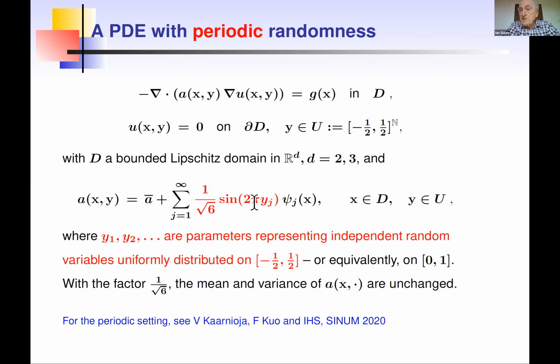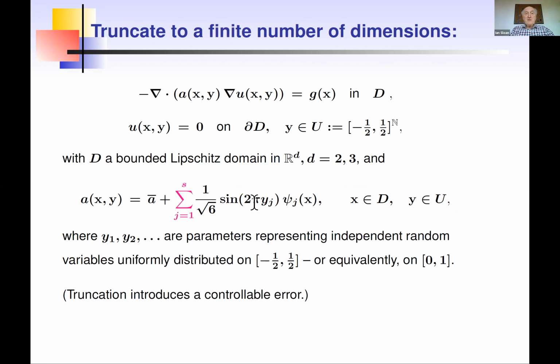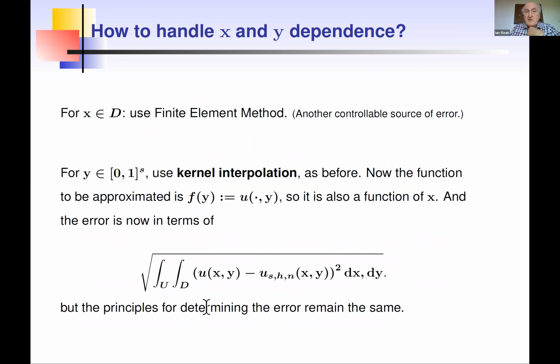We think the model is just as good, as far as we know. We've never seen anyone give an argument in favor of the uniform model. And once you take this point of view, well, now we can move on. We need to truncate the number to a finite number of dimensions, to S dimensions, because that's all we can handle. This, of course, introduces an error, but it's something that we can analyze and control. And I don't go into that.